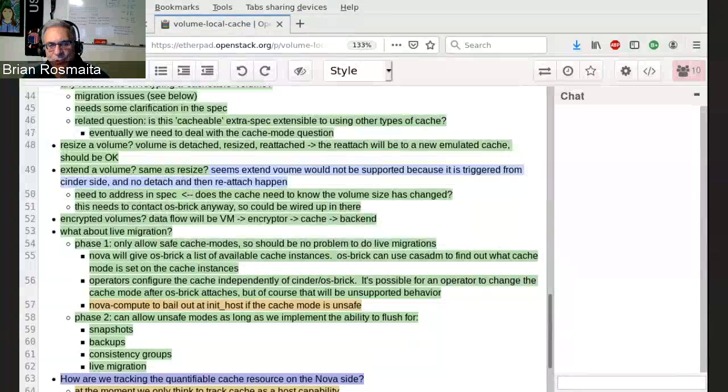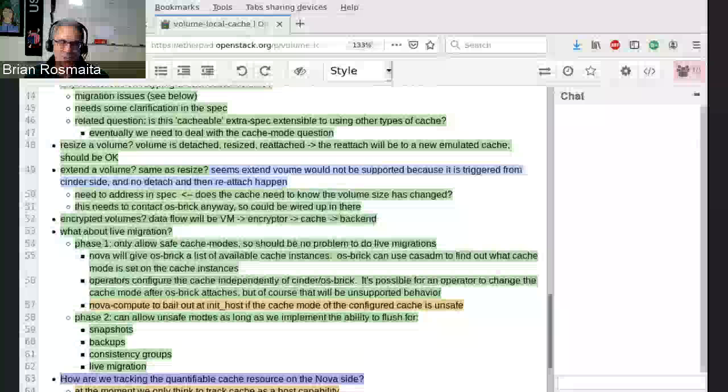Okay, and then it looked like the phase two would not be part of this, but we're just thinking ahead. We would allow unsafe modes because there are probably applications that would really like the speed-safety trade-off. But we would have to make sure we could flush for snapshots, backups, consistency groups, and live migration. And that we currently don't have. So there's kind of two categories here.